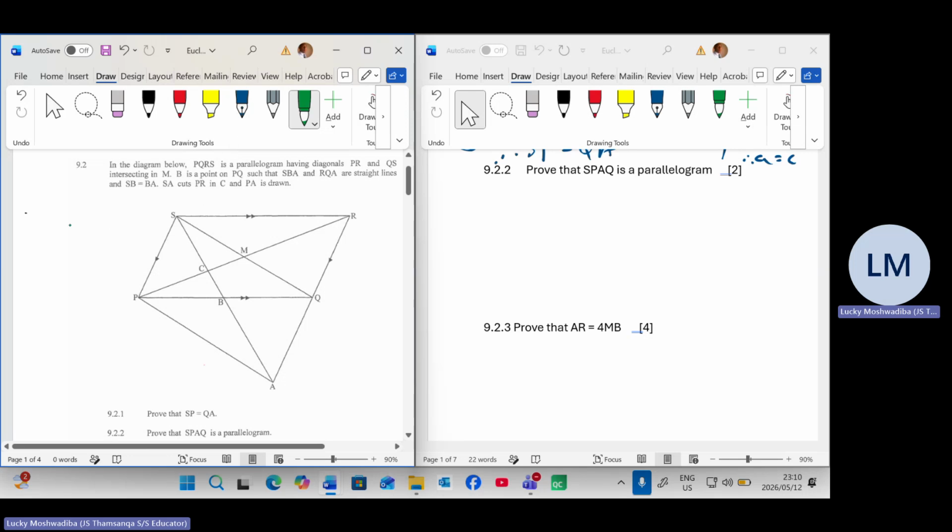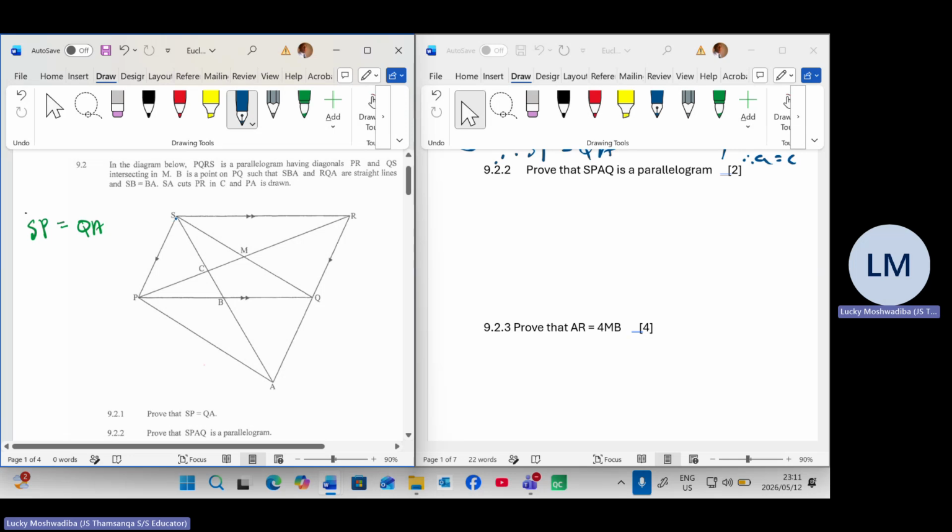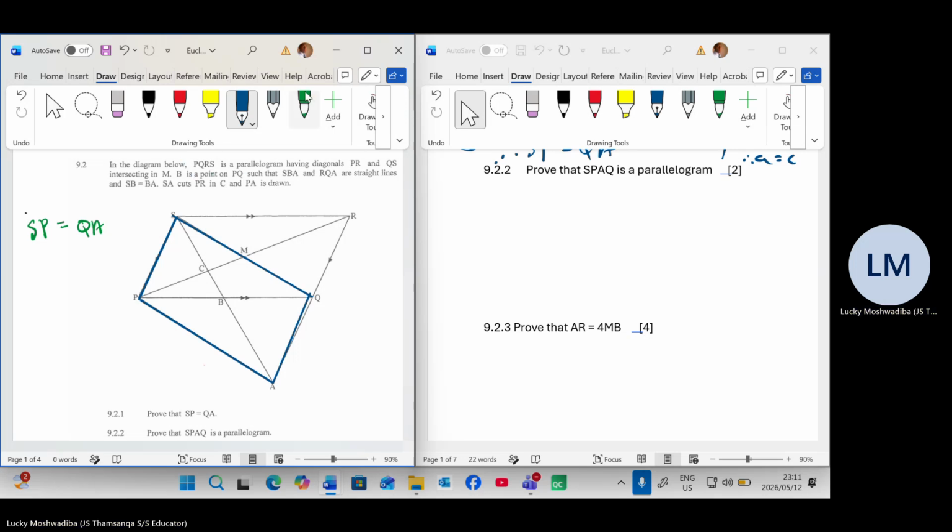then you can draw a conclusion that the particular figure is a parallelogram. What do I mean by that? Let me highlight the figure that they are talking about here. They are talking about SPAQ. So this is SP, and then we go to A, and then we go to Q, and then back to S. This is the shape that we are talking about. So we want to show that this particular figure is a parallelogram. So what needs to happen? You need to prove at least one property of a parallelogram from that figure.